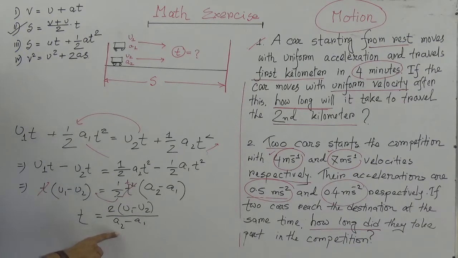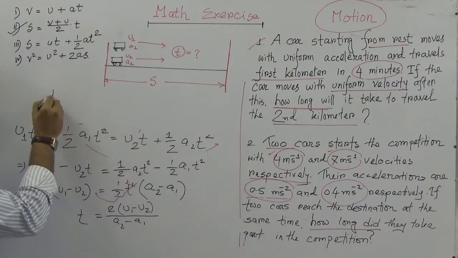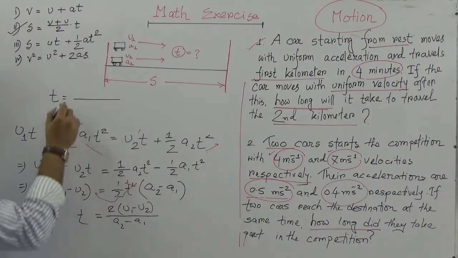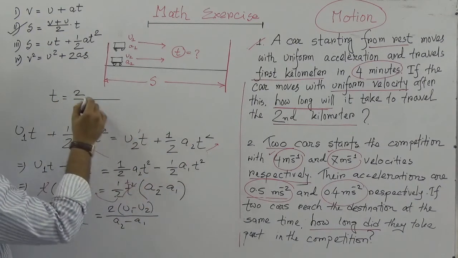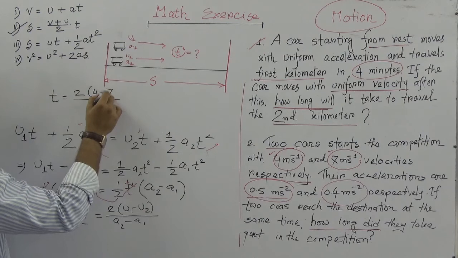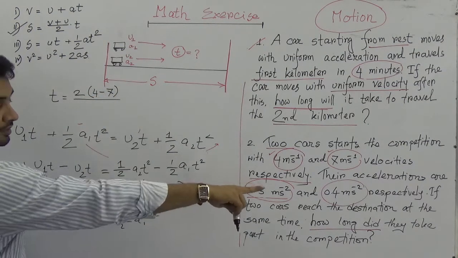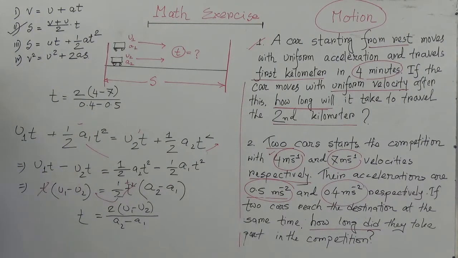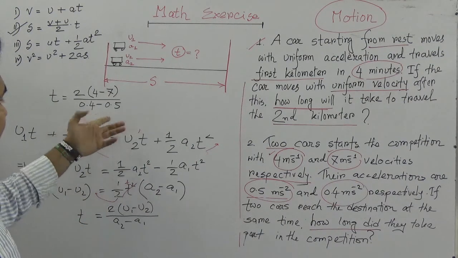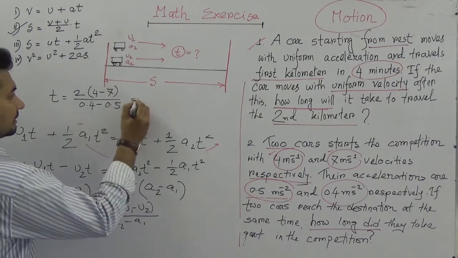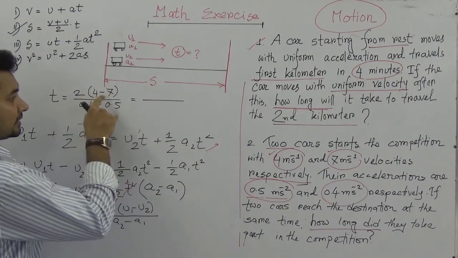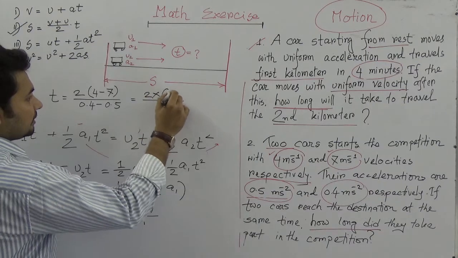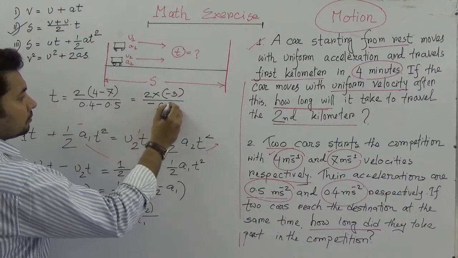So now if we put the data here, what will the equation be? The equation would be like this. So the calculation is 2. As you know that u1 is 4, so we can say 4 minus 7, and a2 is 0.4, so we can say 0.4 minus 0.5. So we can have the value from here to here. So this is 2 and this would be minus 3, so it would be 2 times minus 3, and this would be minus 0.1.